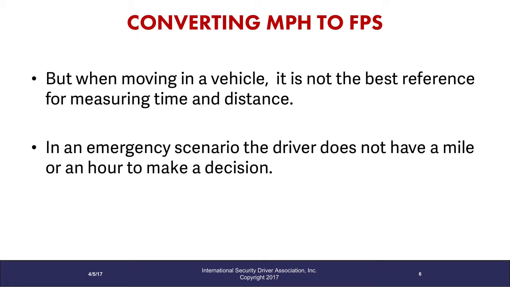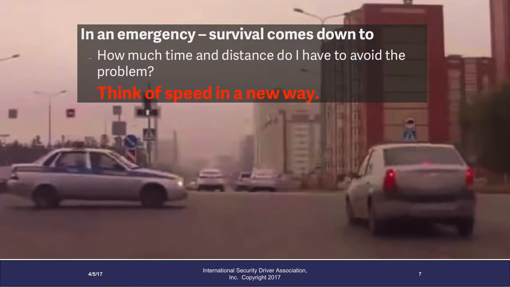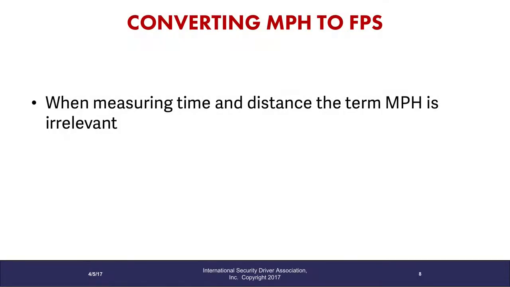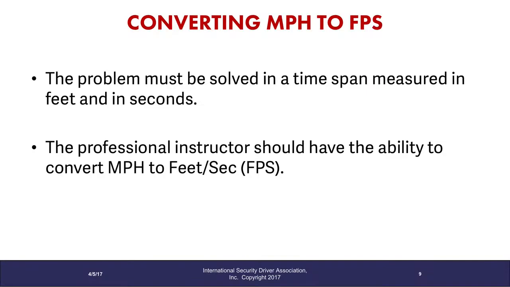In an emergency scenario, the driver does not have a mile or an hour to make decisions. In an emergency, survival comes down to how much time do I have and how much distance do I have to avoid the problem. We need to start thinking of speed in a different way. When measuring time and distance, the term miles per hour is irrelevant. In an emergency, the problem must be solved in a time span measured in feet and in seconds.